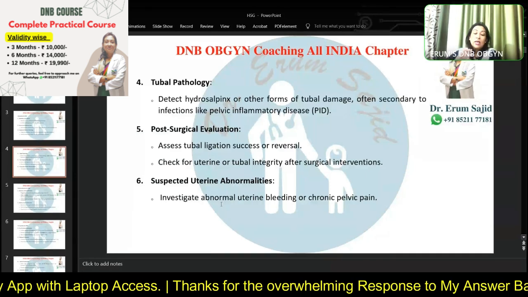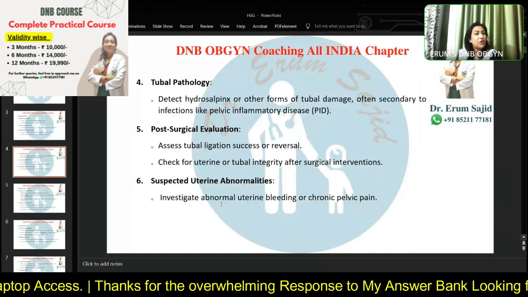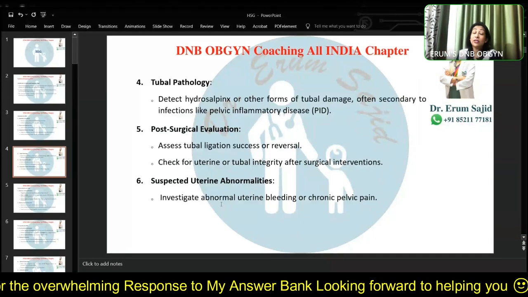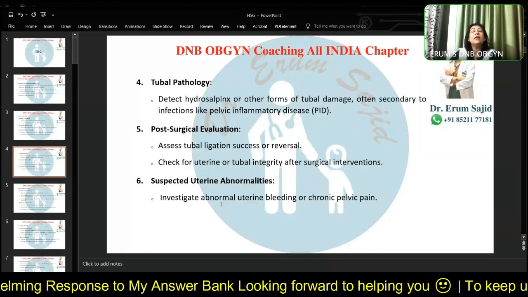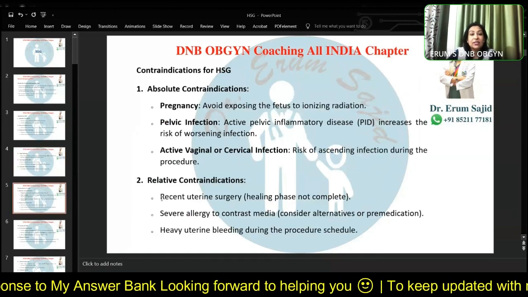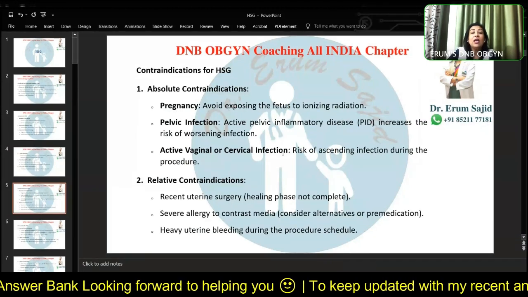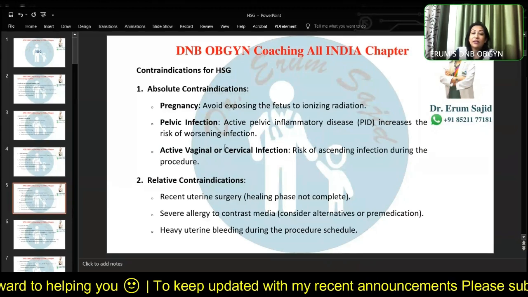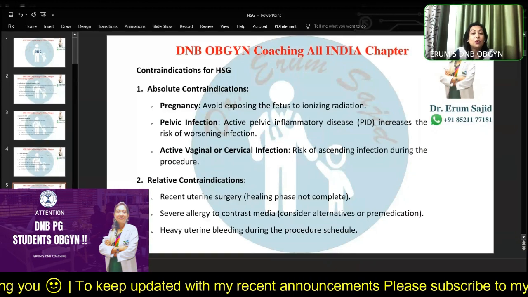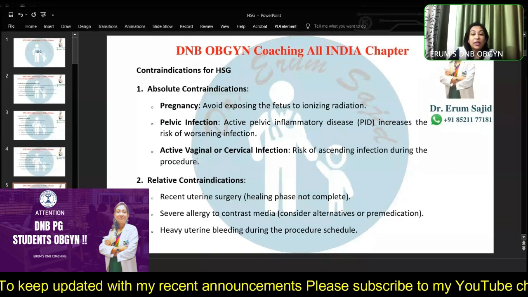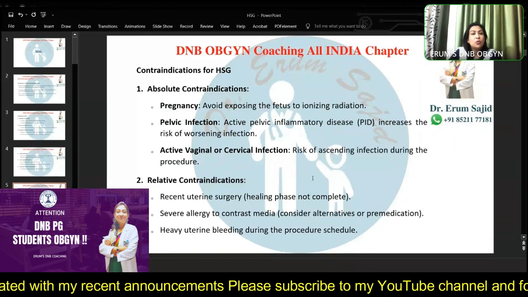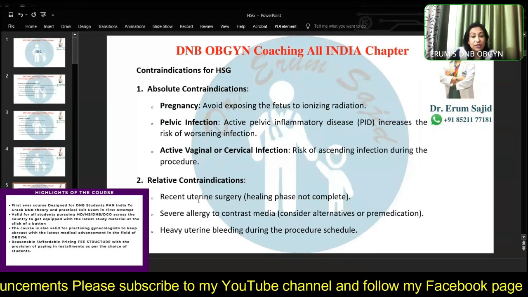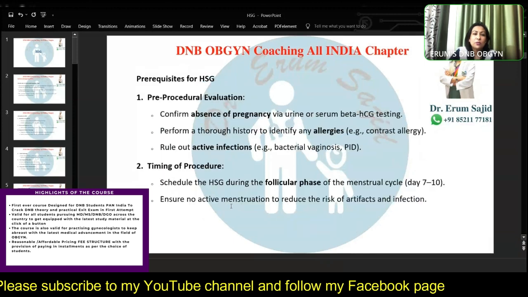Okay, so the answer is pregnancy, very important, very good. Active PID or active genital infections. Okay, excellent. Allergy to contrast. I think everybody has written down the basic 3 important contraindications, which are absolute: pregnancy, pelvic infection, and active infection. Even allergy to contrast will come under absolute contraindications. Then relative contraindications may be a recent uterine surgery. You don't want to interfere there. Severe allergy to contrast, maybe I'll put it in the absolute contraindications. Heavy uterine bleeding, you can reschedule the procedure.